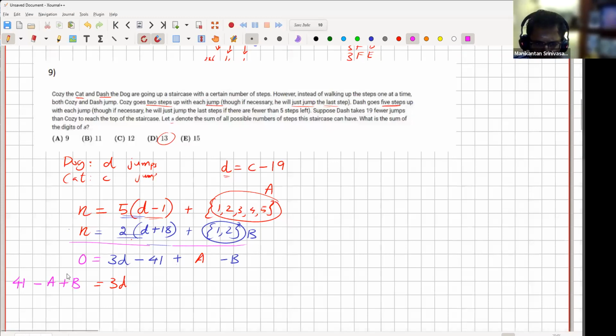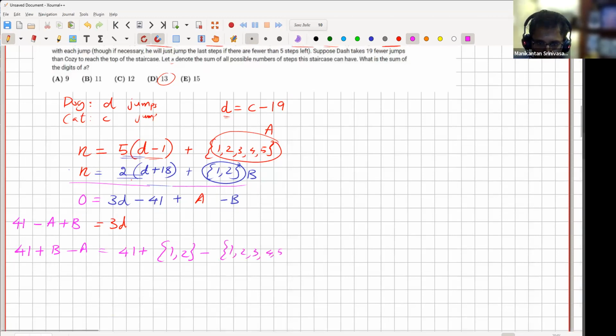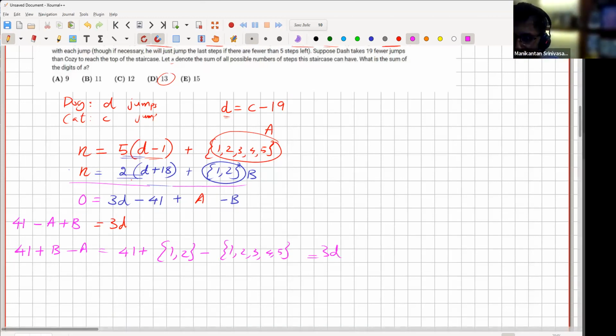Okay, just hang with me just for a second and it'll be clear, right? Now, what is A? Or rather, let me write 41 plus B minus A. Okay, it's the same thing. Which is nothing but 41 plus some number in 1 and 2 minus some number in 1, 4, and 5. That is your 3D.